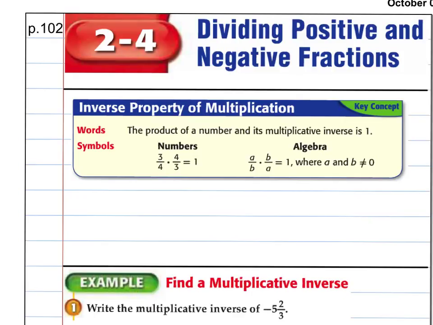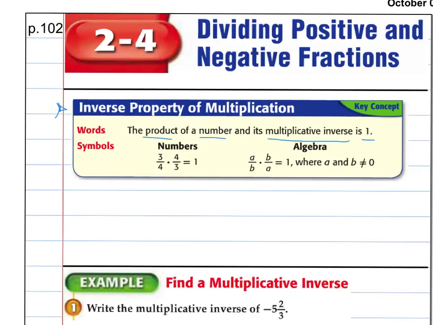Dividing positive and negative fractions. There's an inverse property of multiplication. It means that the product, meaning multiplication, of a number and its multiplicative inverse is 1. I like the word multiplicative inverse. It's fun. Inverse we know is kind of opposite. Multiplicative means multiply. What it really means is that if you multiply a number by its reciprocal, or "refliprical," as I say it, because it sounds like a somersault, you'll get 1.